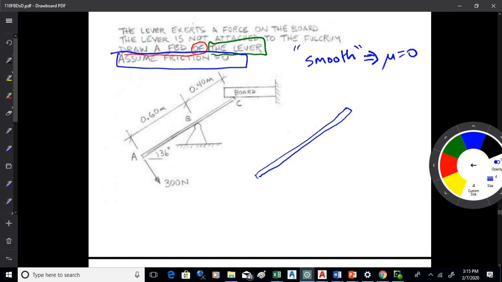So anyway, we're assuming that this is smooth, no friction. Now, the important thing I want to get at on this is the direction of the forces. That's going to be the key thing on this one, is to get them going the right direction.